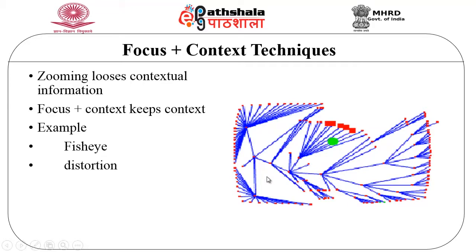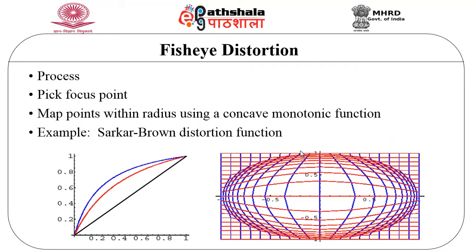This is a focus plus context technique that is being applied to visualize the graph data as such. Here the zooming loses the contextual information. The focus plus context keeps some kind of context information. Examples of this are fisheye views and distorted views.